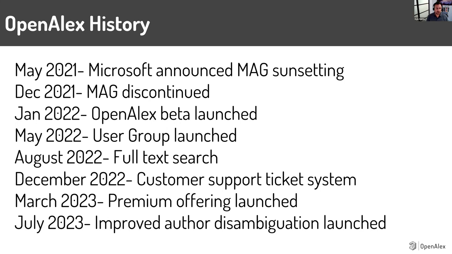And then in July 2023, the improved author disambiguation that I mentioned launched. I wasn't even able to put on here that last night we launched the Sustainable Development Goal classification, so that's a really exciting addition, but just to give you a sense of how fast this is all moving.